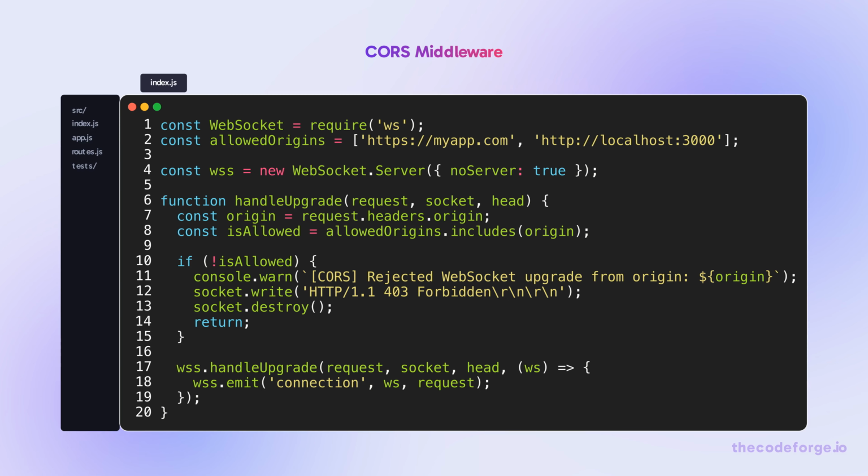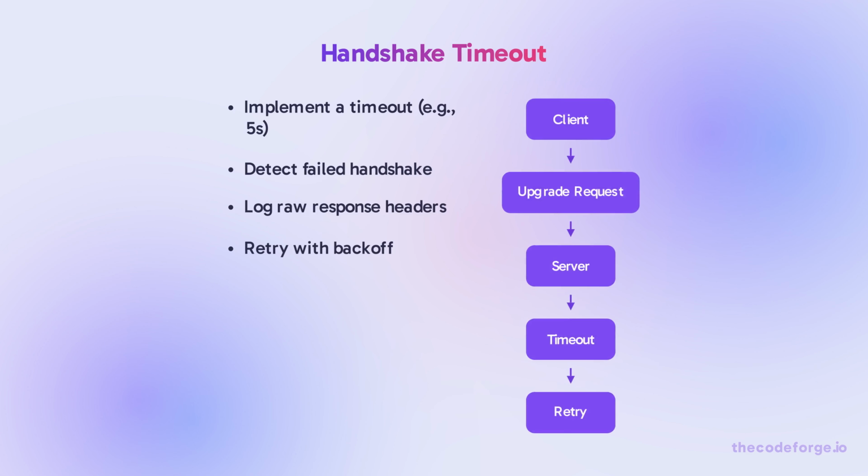Here's a Node.js middleware using the ws library. It checks the origin header against an allowed list, logs rejected origins, and explicitly rejects with 403. A handshake timeout is essential. If the server doesn't respond with 101 within a few seconds, close and retry. Log the response headers to diagnose proxy issues.